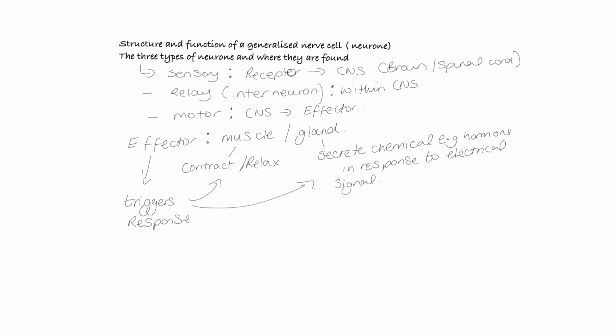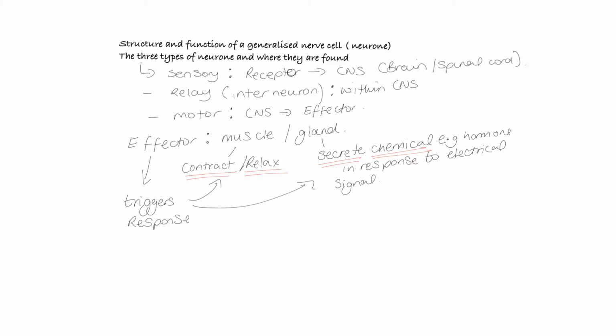So, when we think about a muscle, we always say that the muscle contracts and relaxes. And it's going to contract or relax depending on the electrical signals it's receiving from your brain or spinal cord. When we talk about a gland, glands secrete chemicals in response to electrical signals. For instance, they could release a hormone or they could release digestive juices.